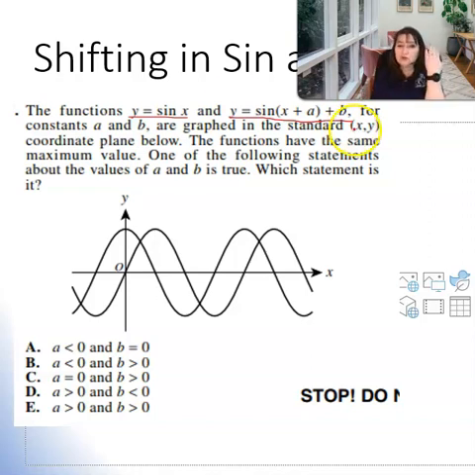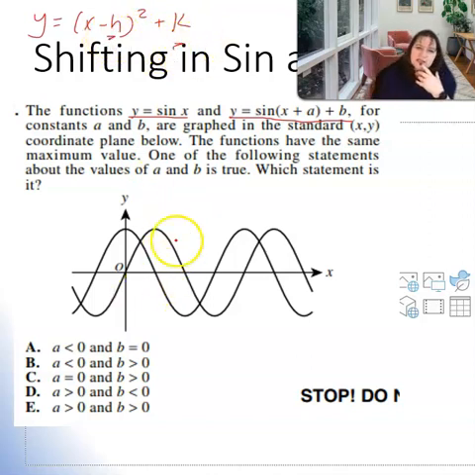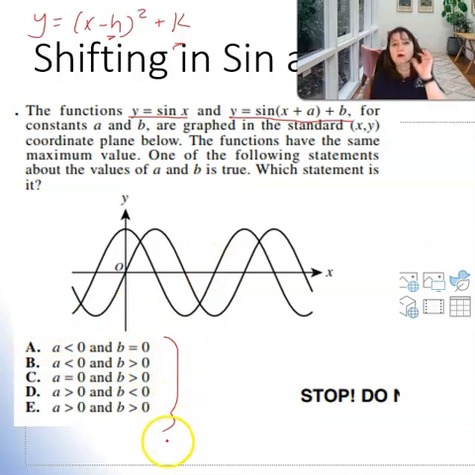Okay, and I want to make sure you realize I'm going to go ahead and write up here what the x minus h squared plus k is, so you can kind of get, this is my a and this is my b. And I want to look at this down here, and it says here the functions have the same maximum value. One of the following statements about the values of a and b is true. Which one is it? And we're going to look at our wonderful values, and I want to see if you can figure out which value makes sense for this particular graph. Pause the video and see if you can figure it out.